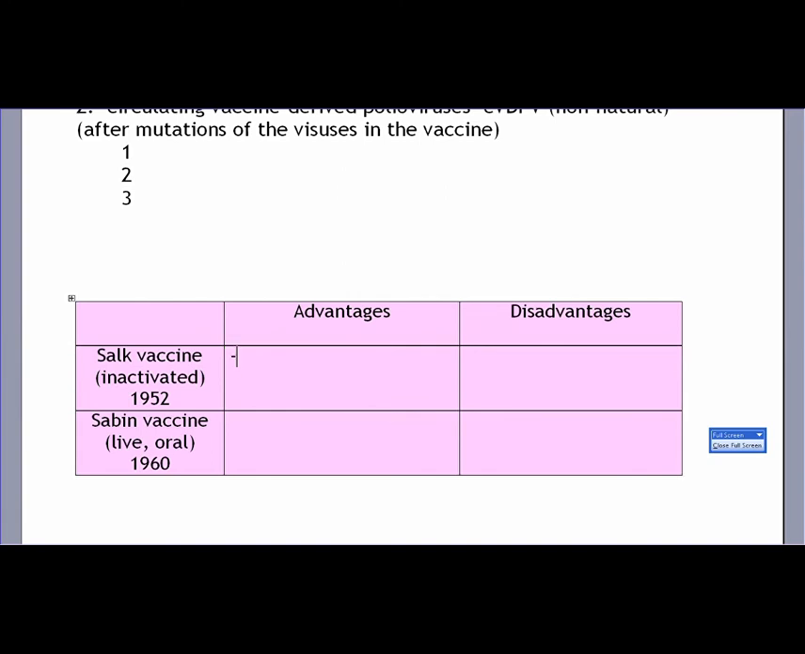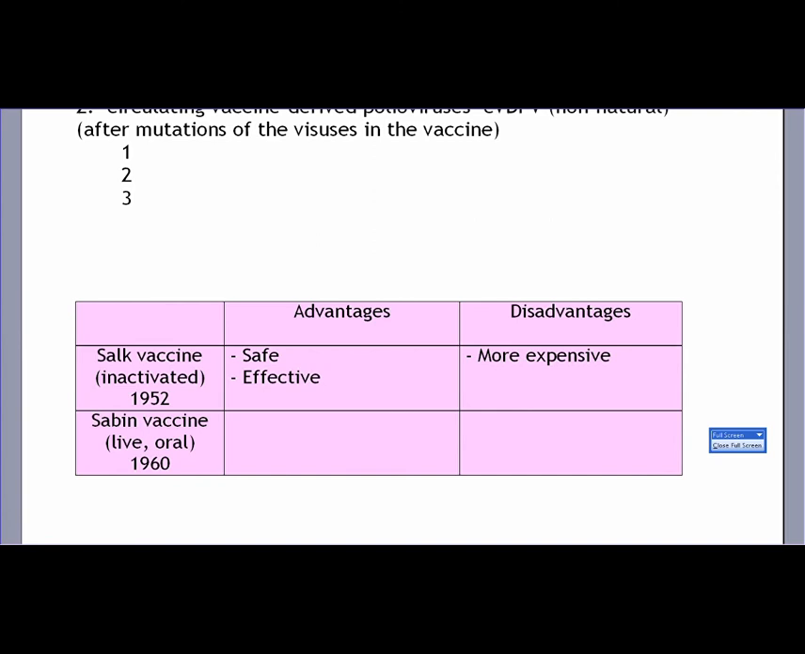Advantages of the Salk vaccine. This vaccine is very safe. It's the safest. Another advantage, this vaccine is very effective. It works very well. Currently, the Salk vaccine is the most commonly recommended vaccine in the world. Disadvantages, it's more expensive, but not very much. It's more expensive than the other one, but it's also cheap, so not so expensive.